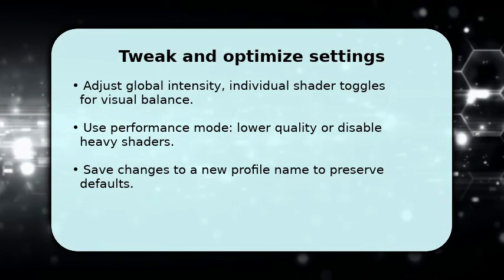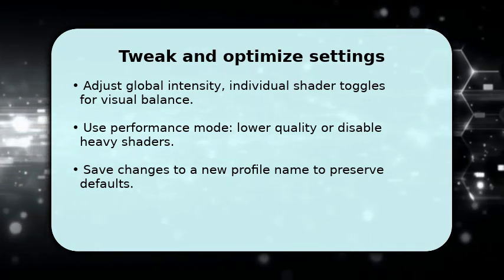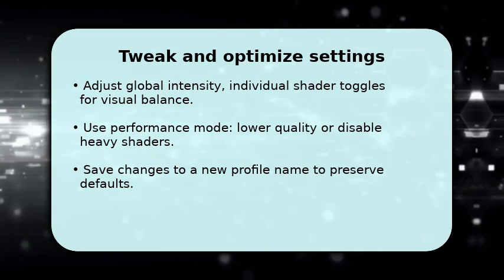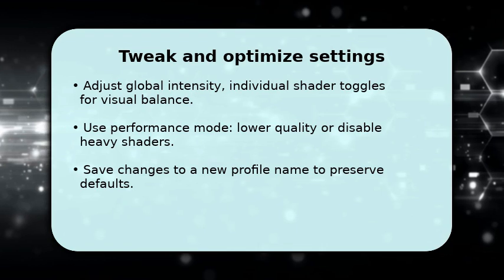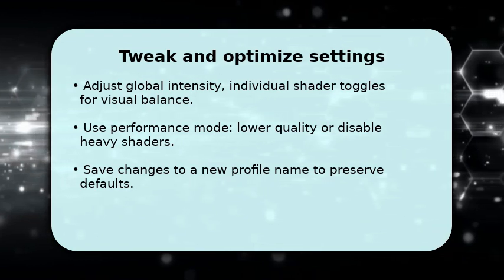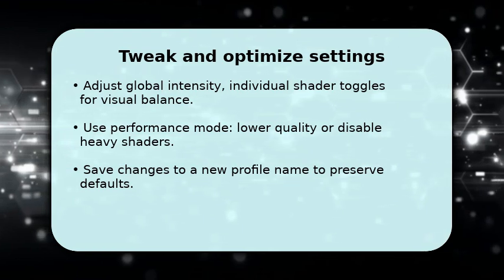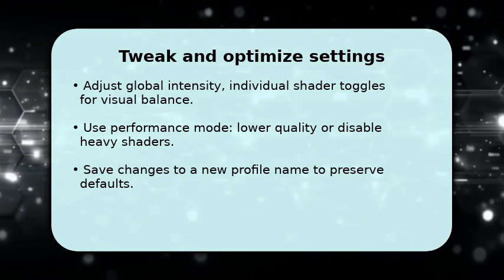Now you tweak the preset so visuals match performance expectations. Start by adjusting global intensity and then toggle individual shaders, bloom, ambient occlusion, or chromatic aberration, so you get the look you want without killing FPS. Make incremental changes and test a few scenes. Once satisfied, use the performance mode or lower sample counts for demanding effects.